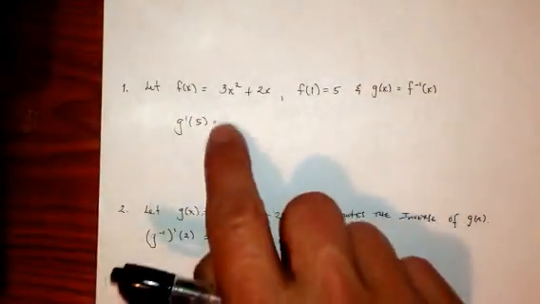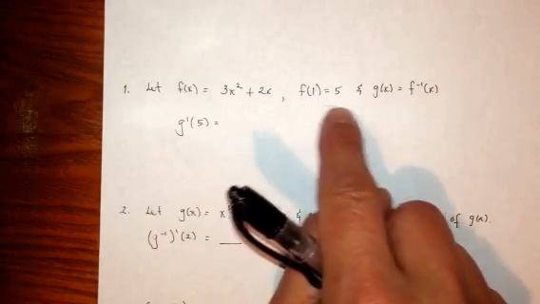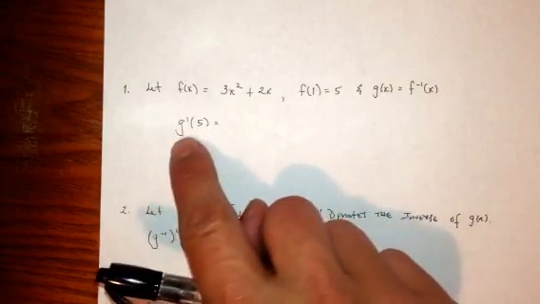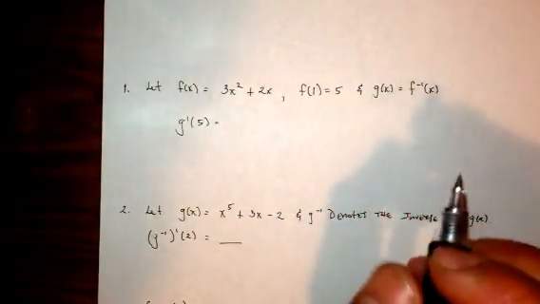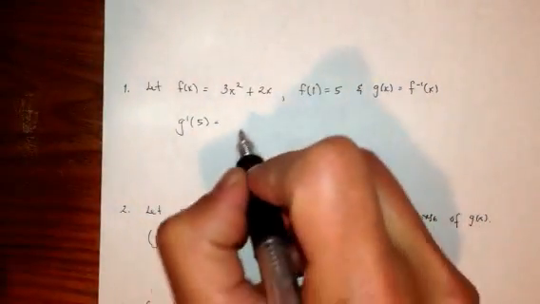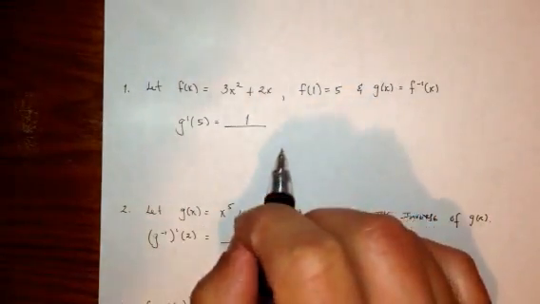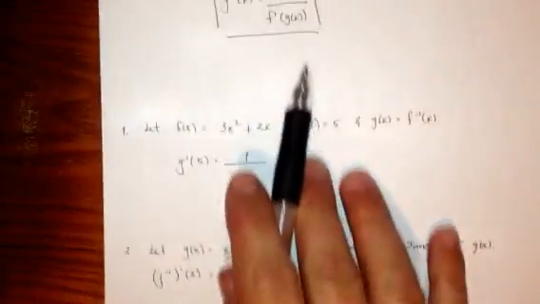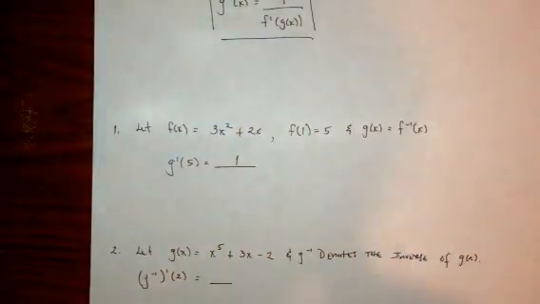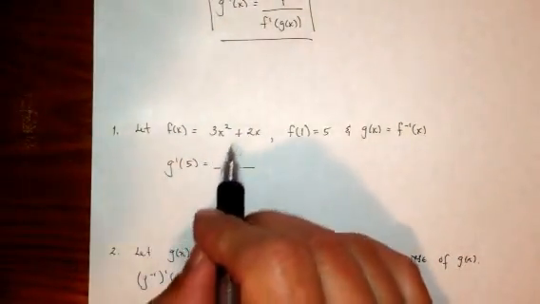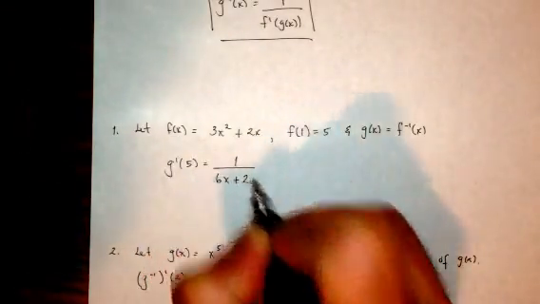Let's do this one here. f of x equals 3x squared plus 2x, and they tell us f of 1 equals 5, g of x is the inverse, find g prime of 5. Okay, so the way I do it, we know it's 1 over the derivative of the original function, f of x. So you can start off by saying 1 over, what's the derivative of this? Well, it's going to be 6x plus 2.